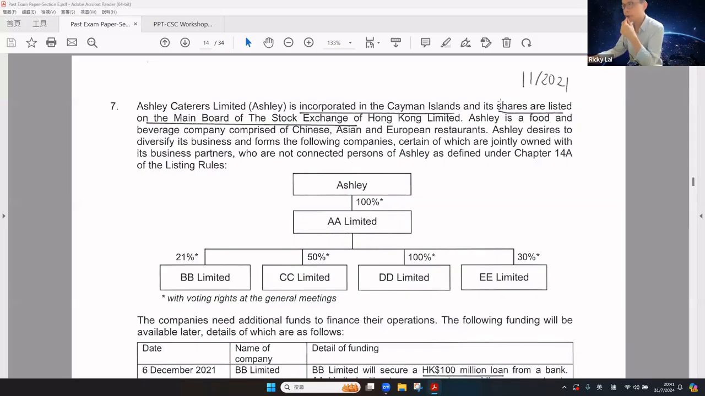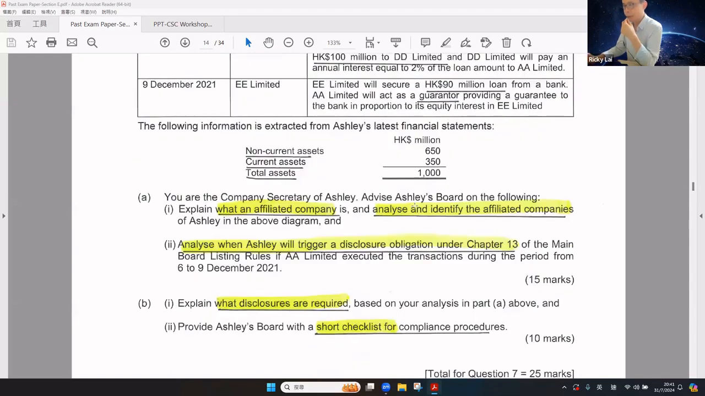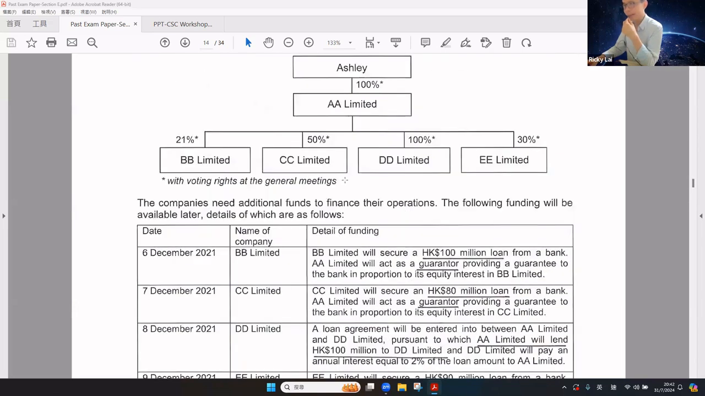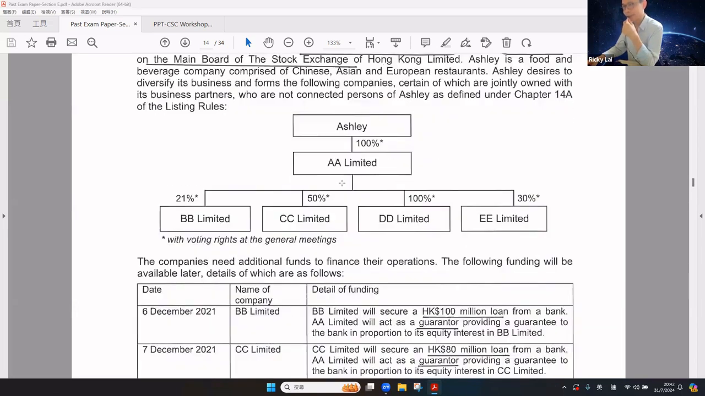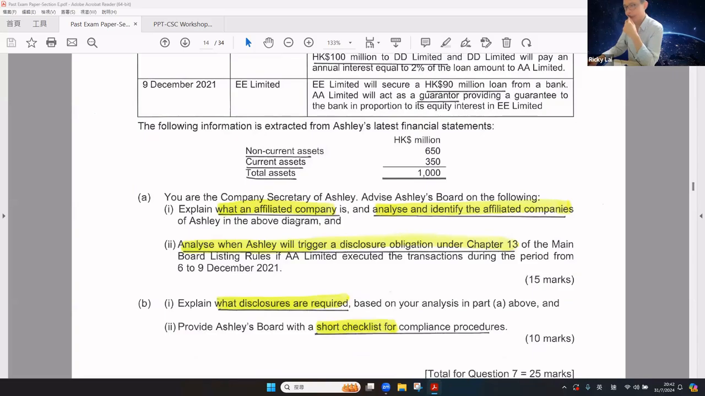Okay, now let's continue to look at another question on 2021 November. Before we look at the scenario, including the organizational chart and the 4 types of transaction with the listed company, let's take a look at the question requirements.